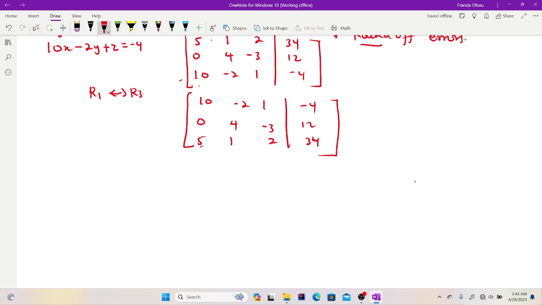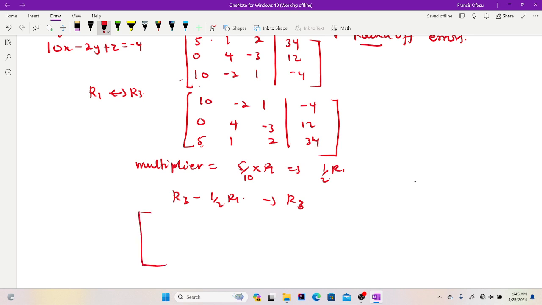As I said, the multiplier is always equal to the entry you want to make 0 over the entry of the pivot row. So 5 over 10 multiplying row 1 gives us half row 1. So my row operation simply becomes row 3 minus half row 1, and all this should enter my row 3. After the operation, my resultant should be here.